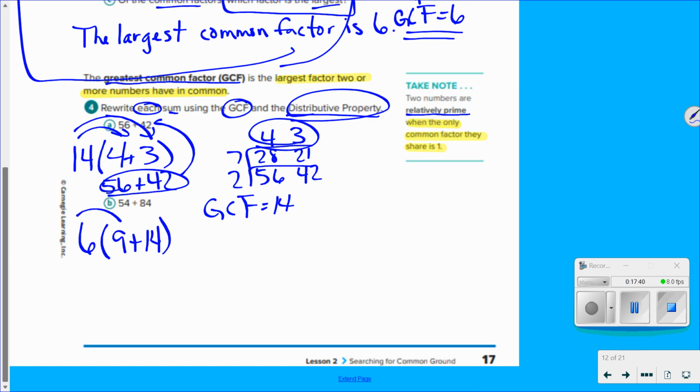Let's verify it. Use the distributive property. 6 times 9 is 54 plus 6 times 14. 6 times 4 is 24. Carry the 2, gives me an 8. 84. We got right back where we started. Did we do it correctly? Was this easy? Yes, it's so easy.